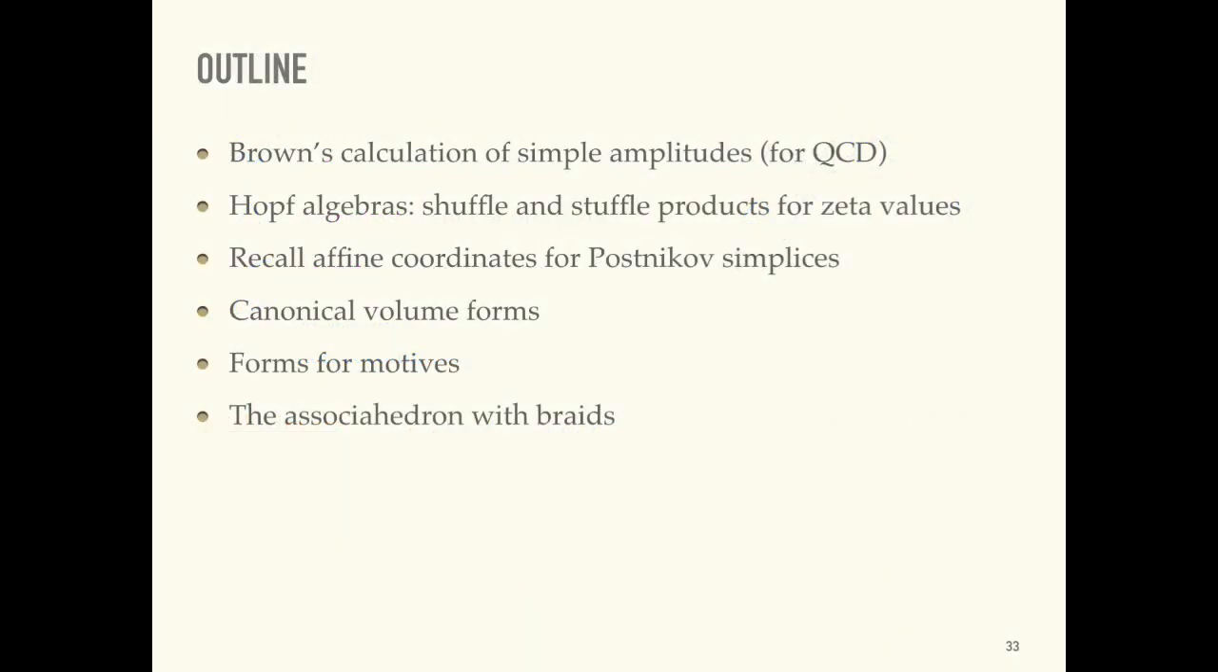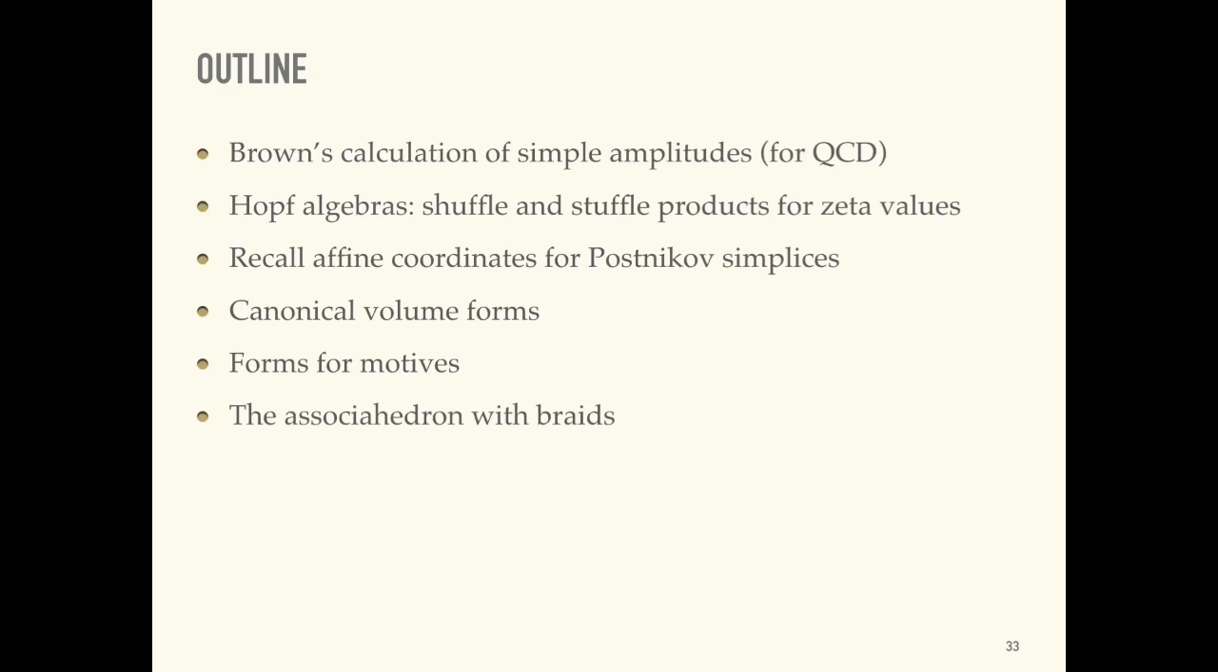I'm going to start with Francis Brown's calculation using the Associahedra of nice integrals for physics. Then look at some relations in Hopf algebras, go back to the affine coordinates within our discrete simplices, then say a few things about motives and a few comments on braids and their connection with the Associahedra.